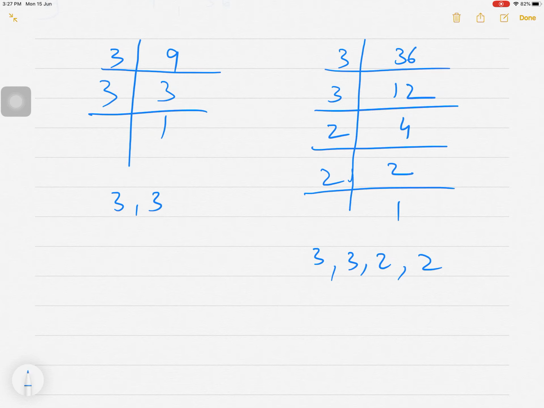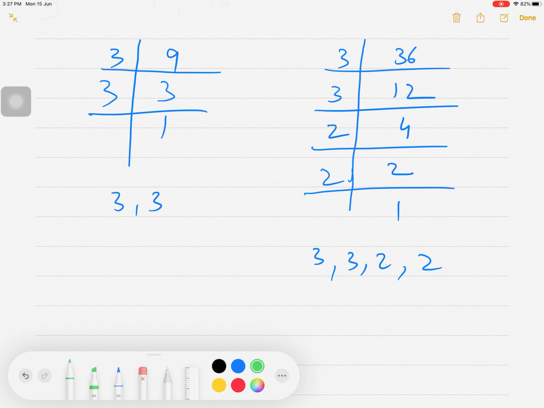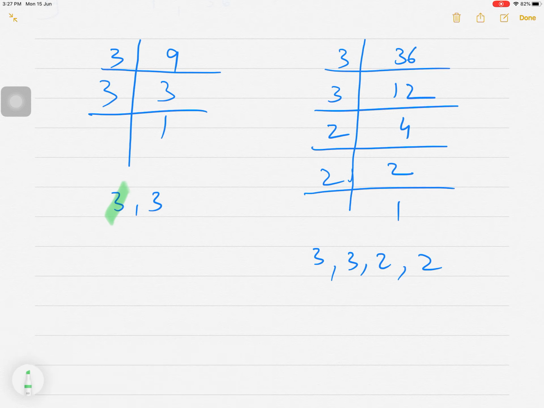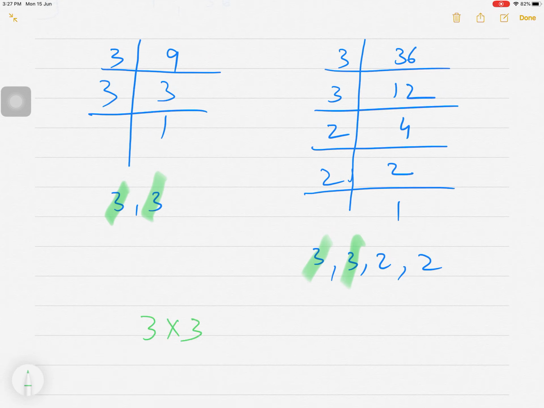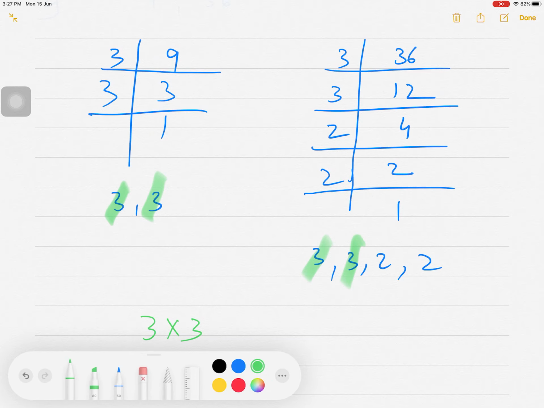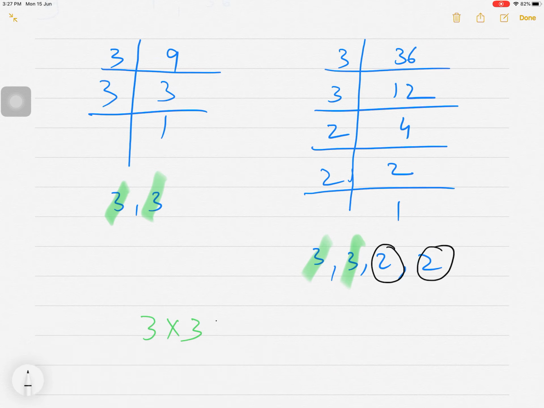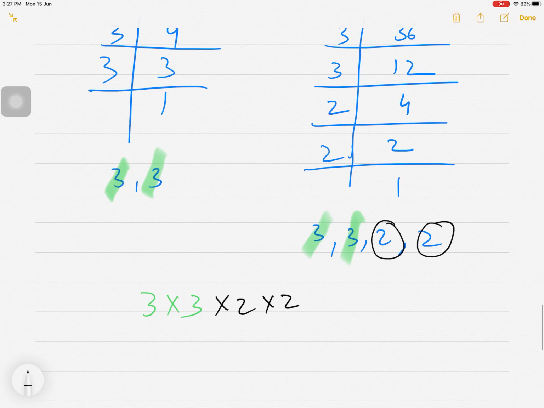Correct? So first let us write the common factors. So the common factors are 3 3 and 3 3. Correct? So that means 3 into 3 is common. Right? And the remaining one means the uncommon one. So 2 and 2 is uncommon. So 2 into 2. So 3 into 3 into 2 into 2. So that is the LCM.